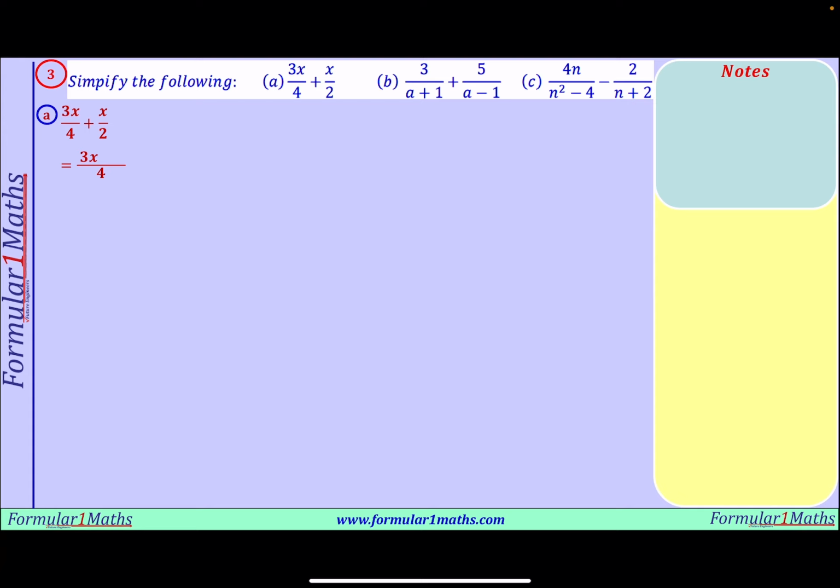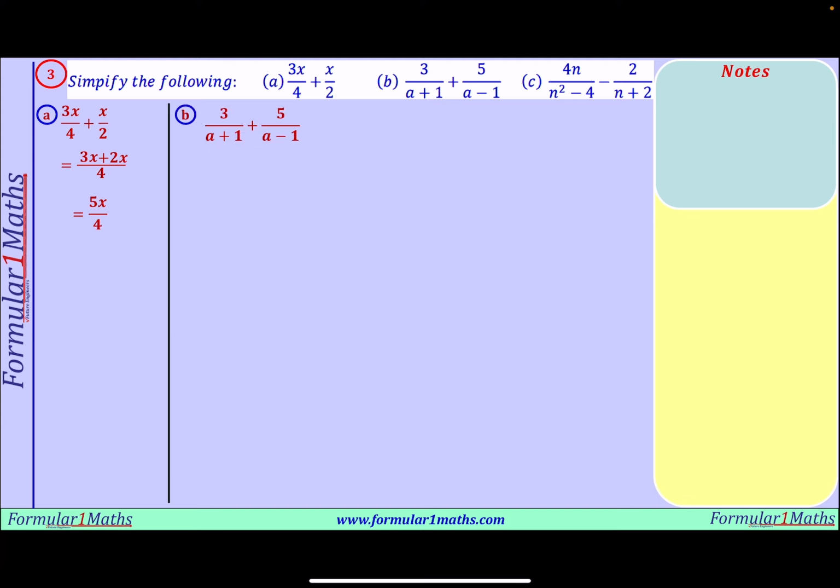So we do that. And then 2, how many times will 2 go into 4? The answer is 2. 2 times x is 2x. So we just have to simplify the top numerator, and we get 5x over 4.